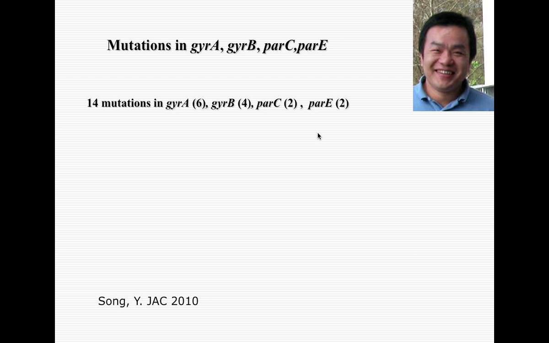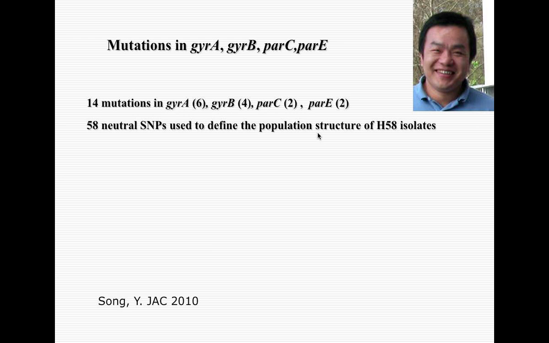And firstly, he develops a rapid SNP assay for gyr-A, gyr-B, par-C, par-E, which are two different topoisomerases. Gyr-A, gyr-B is one, gyrase, and par-C, par-E is topoisomerase 2. And these were the only known mutations in all four of those. And he used that plus other SNP assays to look at these bacteria in greater detail. Based on the genomic sequences that had since been done, he also identified 58 neutral SNPs that would subdivide H58.